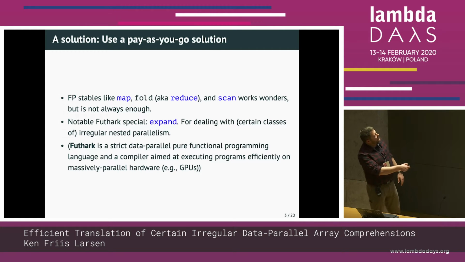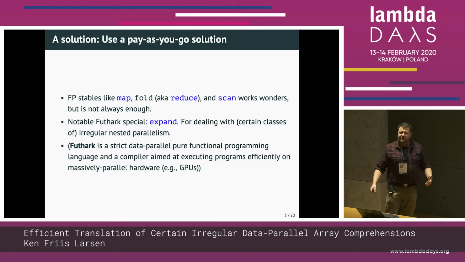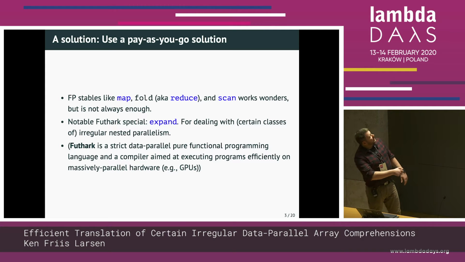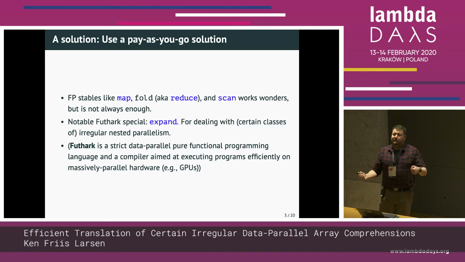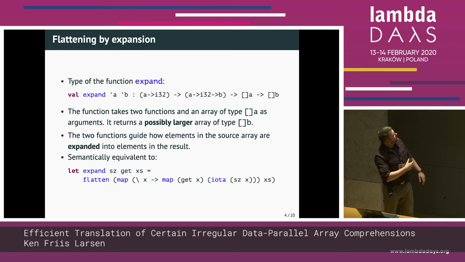So in Futhark, which I will come back to, and I will give you an explanation of what Futhark is and show you a few programs, since this work is in the context of Futhark, we also have a function called expand, which is exactly for capturing certain classes of irregular nested parallelism. So let me just show you expand.